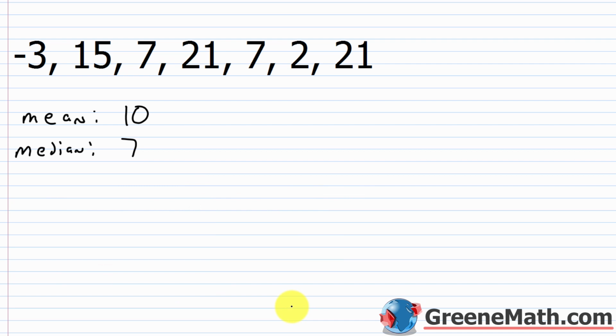Okay, the last thing we want to do is find the mode. Now, the mode is the number that occurs most frequently in your group. So what are we looking at? We have -3, 15, 7, and then 21, 7 again, 2, and 21. So the numbers that occur most often are 7 and 21. Now, you can see that each occurs twice, and every other number only occurs once. You can have more than one mode. So in this case, we have 2 modes. So I'm going to put that our modes would be 7 and 21.